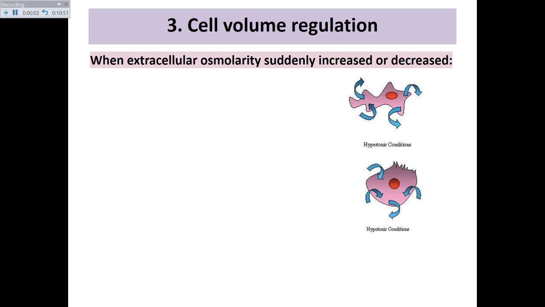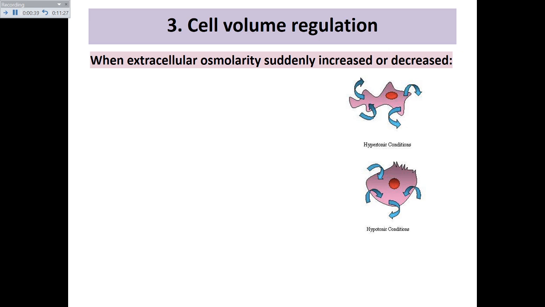Let's come to cell volume regulation. When extracellular osmolarity suddenly increases or decreases, what will happen to the cells? Of course, the body has several mechanisms for homeostasis of the osmolarity and solute fluid in the blood. If the blood is maintained in a normal state, the interstitium is also normal and that of the cells also normal, because it prevents change. So there are several mechanisms to prevent changes in the extracellular osmolarity.